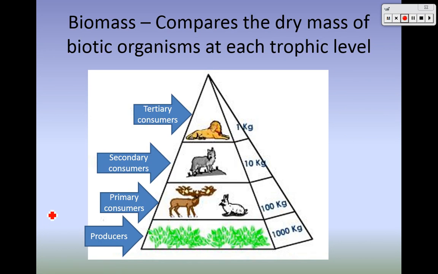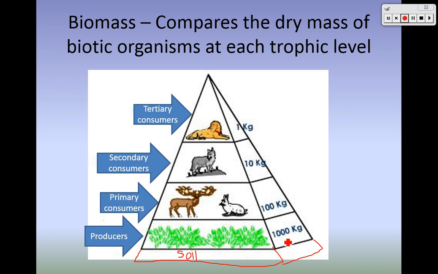So if you look at a biomass pyramid, and this is pretty much what we saw at the end of the meadow simulation, that compares the dry mass of biotic organisms at each trophic level. And again, what's not on here, but we could put on here, this would be the soil. So this is the soil organisms and the dead stuff in the soil.